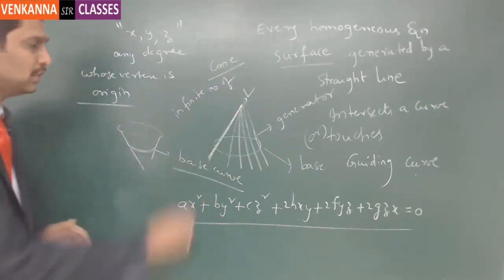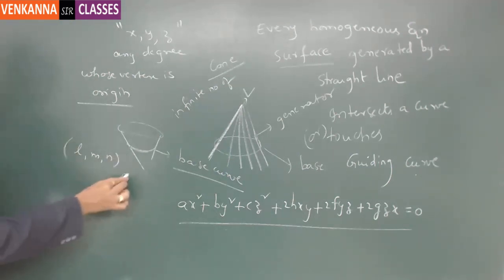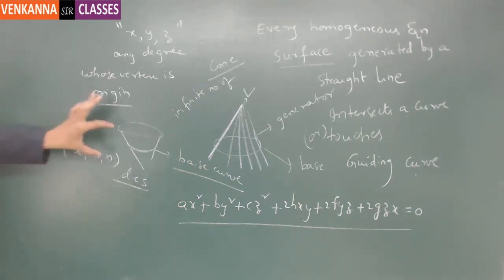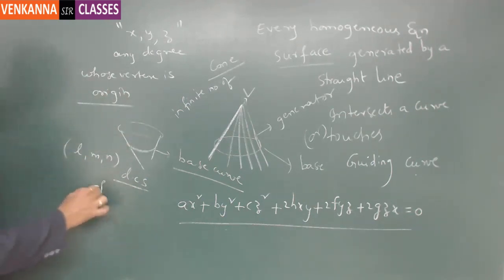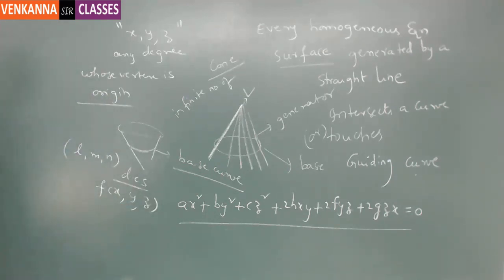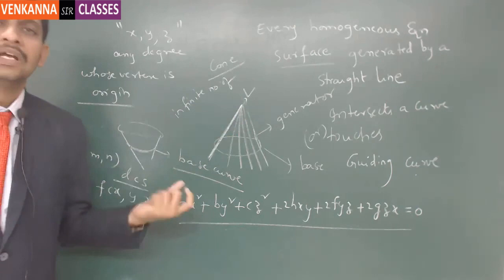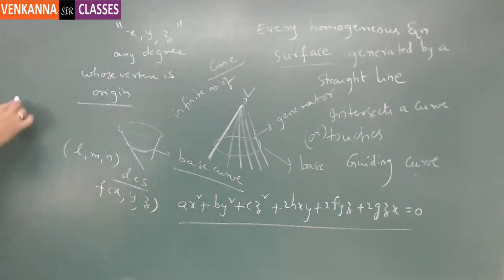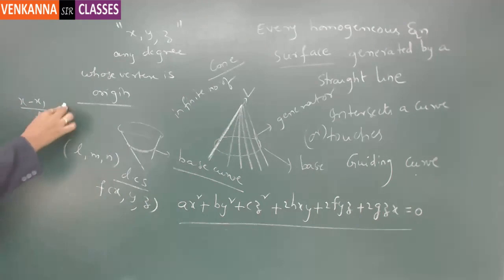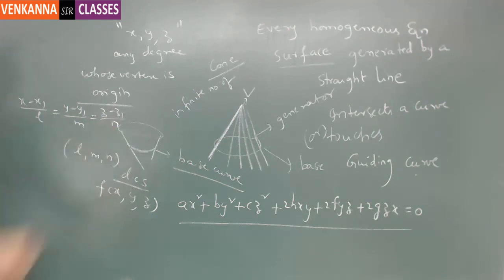So what happens if L, M, N, the DCs of the generator, satisfy the cone equation? In other words, if you have a cone equation, say f of x, y, z, then consider any generator of the cone written in the symmetric form, let me say (x minus x1) by L is equal to (y minus y1) by M is equal to (z minus z1) by N.